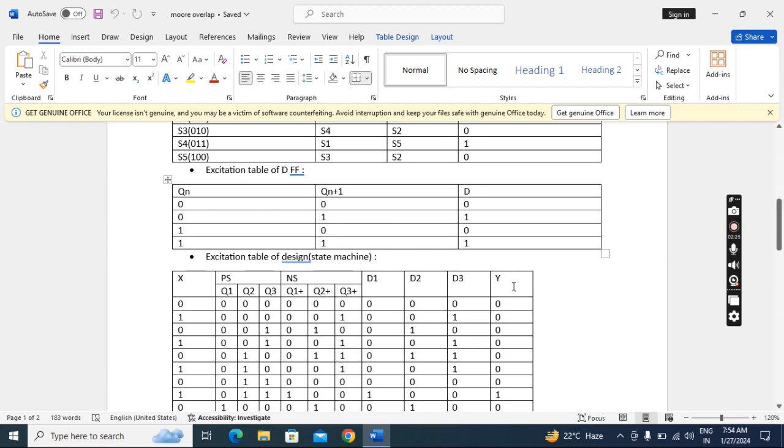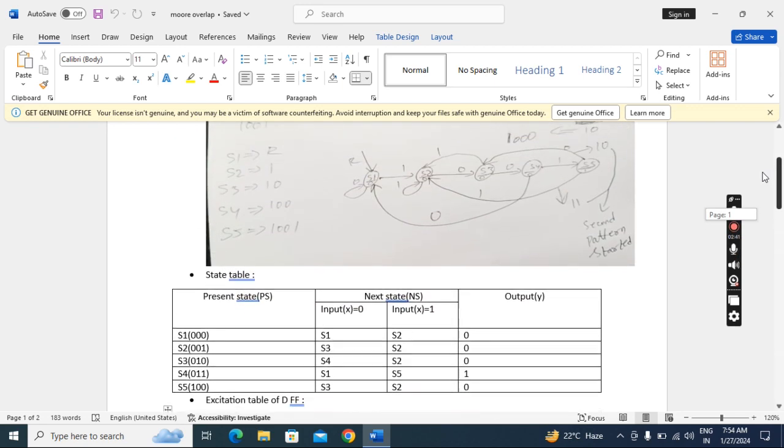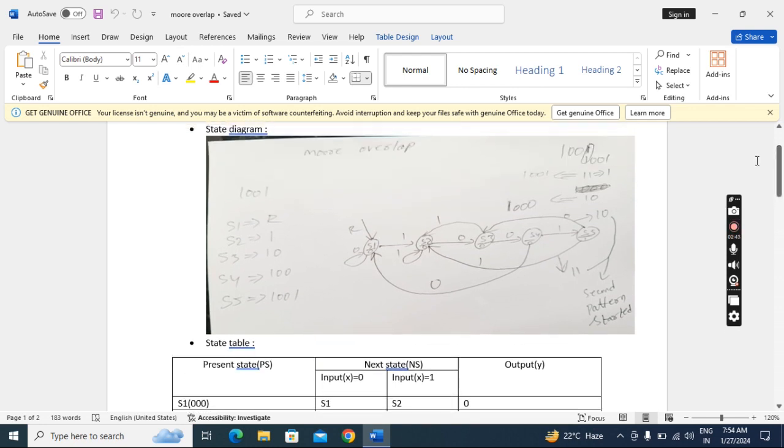Now we'll see how to write the output value. Okay. So here in the output we can get 1 at only one place. That we have to identify. At the remaining places we can simply write 0. To identify 1, you must see the state diagram, not the state table. If you see the state table, you will get confused.